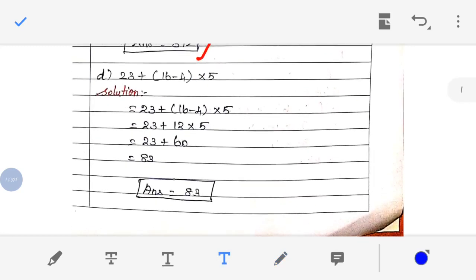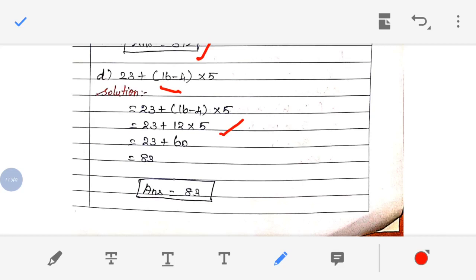The next question is 23 plus (16 minus 4) into 5. As I said, according to the BODMAS rule, we have to do the brackets first. The same question I have written again. So 16 minus 4, the value will be 12. Now there are no more brackets, but here we have addition as well as multiplication. So what do we have to do first? Just remember the BODMAS rule. First bracket, there is no bracket, so just leave it.